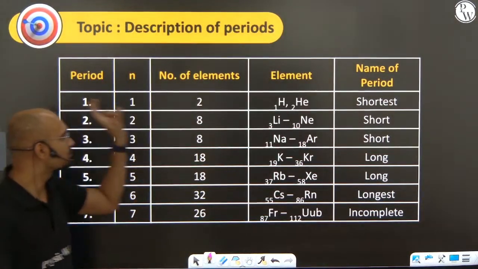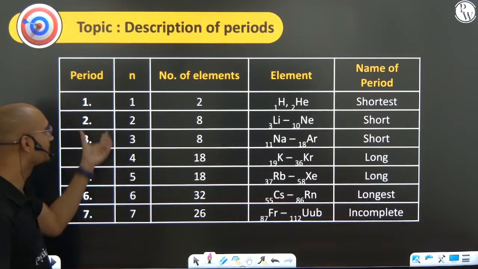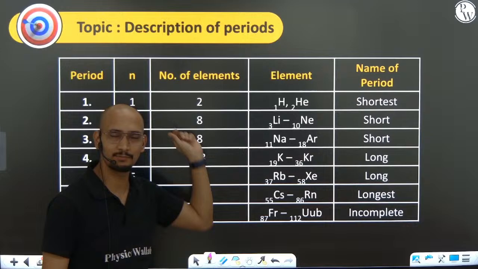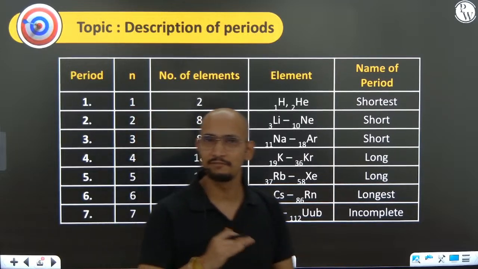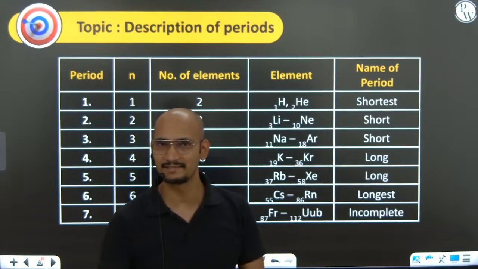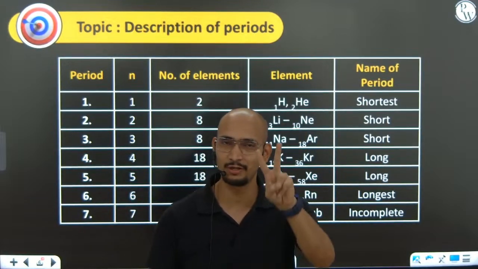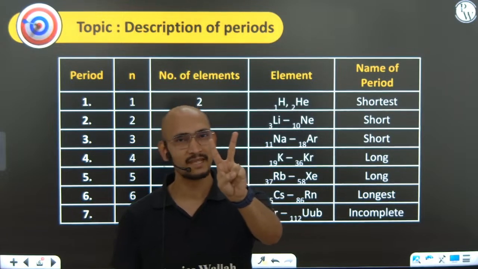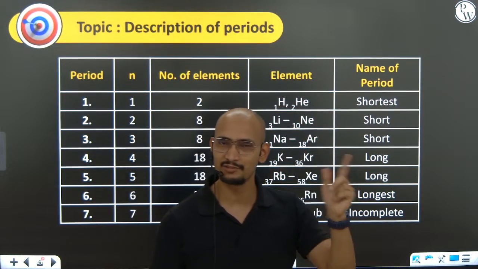Next, description of the periods. I hope we all know about the different periods. In the first period, how many elements are there? 2. That is because in the first shell, how many subshells are there? 1. And which subshell is this? S. And in the S subshell, how many electrons can you fill? Only 2. So 1s1, 1s2. So what is the maximum number of elements possible? 2. Which are these? Hydrogen and helium.